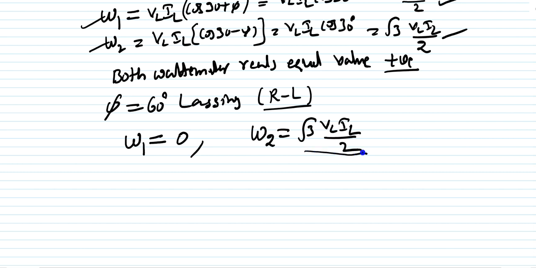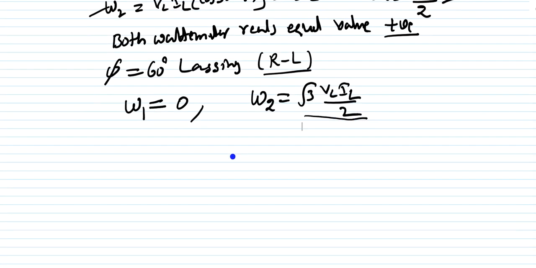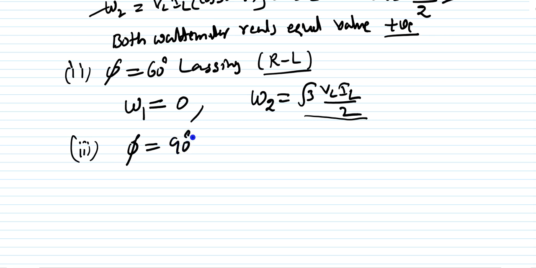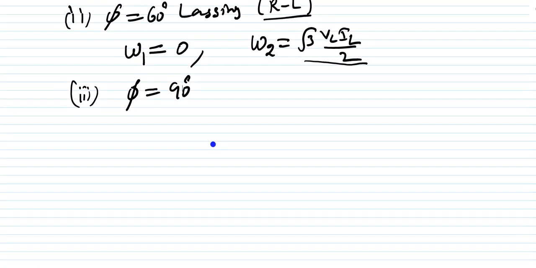So this is the value it is going to read. Another concept we can talk about here, the third one. Suppose my phi angle is 90 degrees. Let it be a purely R load, or it may be a purely capacitive load. Then what could be the scenario? If phi is 90 degrees, then apply this one.